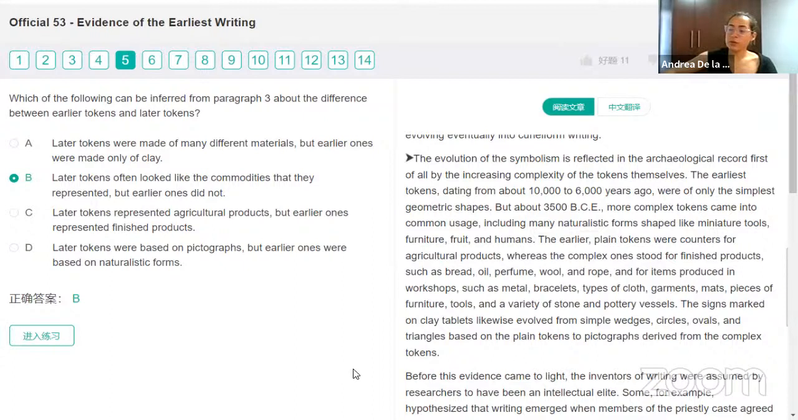Este tipo de pregunta es muy común y por eso hay que tener mucho cuidado, porque invierten la información. Entonces, la C y la D es fácil confundirse si uno no presta atención, pero hay que hacerse una imagen visual y entender, ¿no? Las primeras eran formas básicas y las segundas eran más complejas. Entonces, eso ya elimina la D. Las primeras representaban productos agrícolas y las últimas productos terminados, y esto es lo opuesto. Así eliminamos dos. Y no hablan nada de materiales, así eliminamos la A. Entonces tiene que ser la B. No habla de cómo lucían y qué representaban.